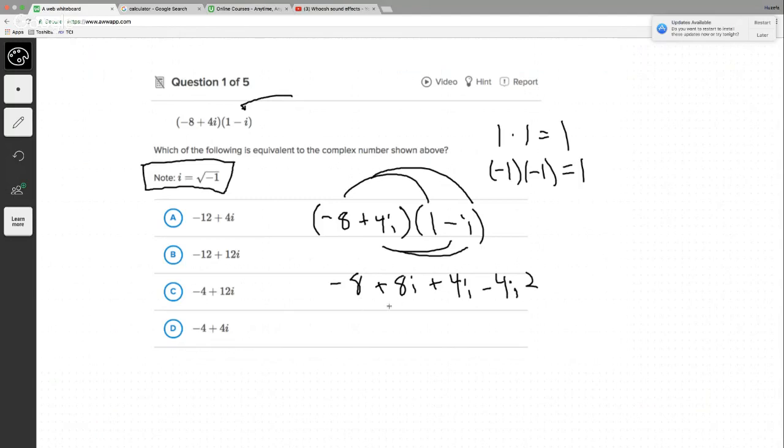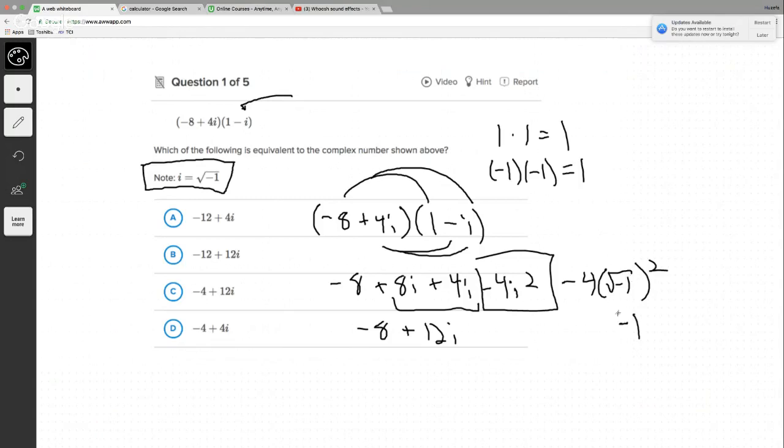So this is pretty good. -8 here. These guys combine, they're similar terms, to 12i. But what about this one? This is special because we already said i is just the square root of -1. So -4i squared is -4 times the square root of -1 squared. Now, isn't that interesting? What is the square root of -1 squared? It's just -1. So this becomes -4 times -1, which of course is +4. Now these two are like terms and can combine. And we get -4 plus 12i.